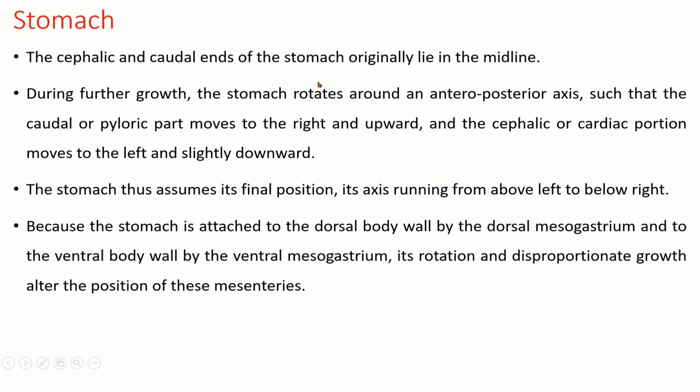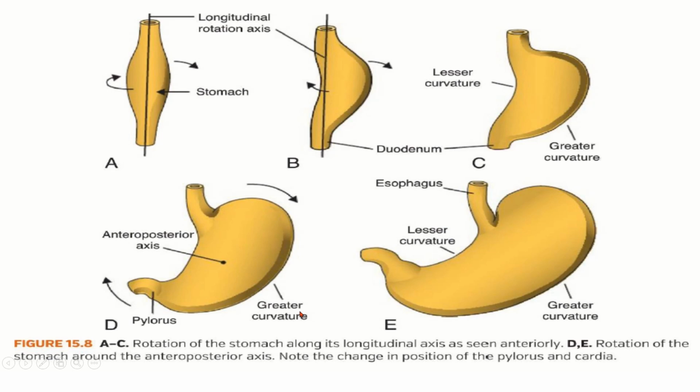The cephalic and caudal ends of the stomach lie in the midline, but due to further growth, the stomach rotates around an anteroposterior axis. So the pyloric part moves to the right and upwards, and the cephalic part or the cardiac portion moves left and slightly downwards. The stomach thus assumes its final position, with the axis running from left to right, above downwards. Because the stomach is attached to the dorsal body wall by the dorsal mesogastrium and to the ventral body wall by the ventral mesogastrium, its rotation and disproportionate growth alter the position of these mesenteries.